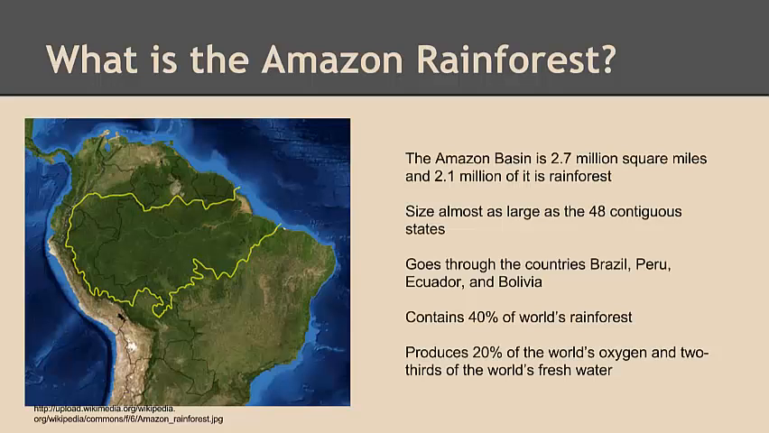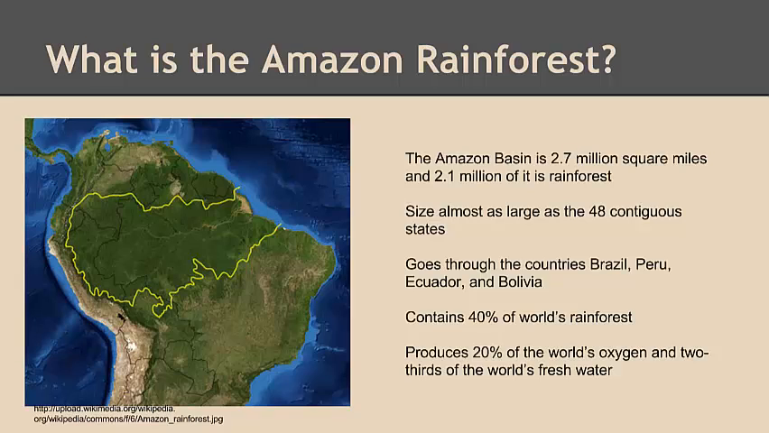So first of all, what is the Amazon rainforest? The Amazon basin is 2.7 million square miles, and 2.1 million square miles of it is rainforest. This size is almost as large as the 48 contiguous states. It goes through several South American countries such as Brazil, Peru, Ecuador, and Bolivia.